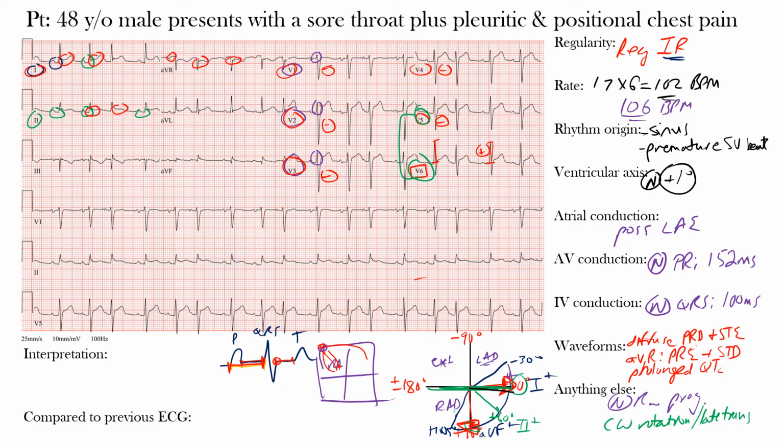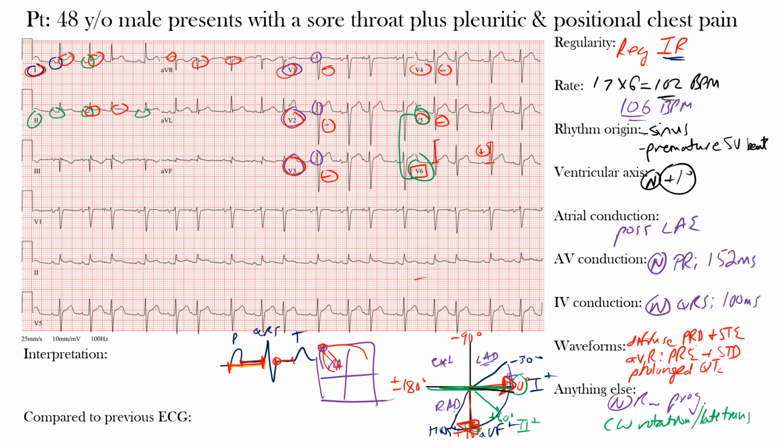Now, one thing I want you to always keep in mind with R wave progression and the transitional zone in the precordial leads is that it's highly dependent on the lead placement of whoever's placing the leads. And again, this is an imperfect science. Okay, so make sure that you don't depend on them too much.